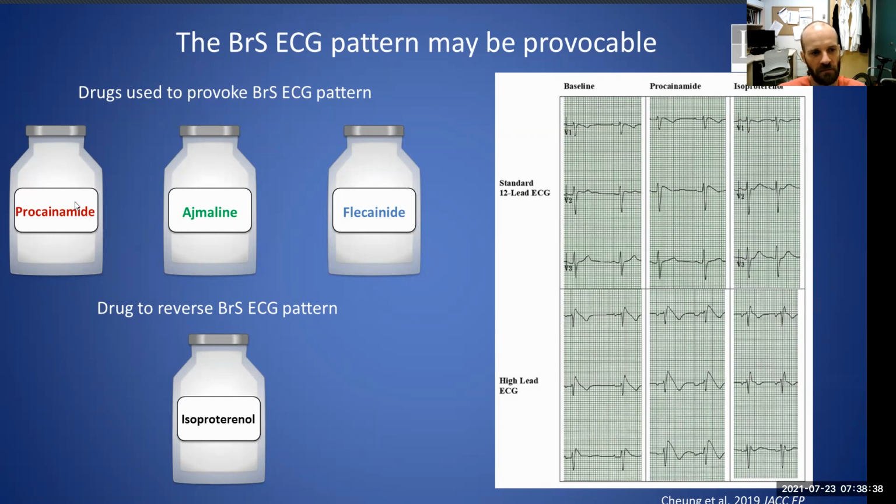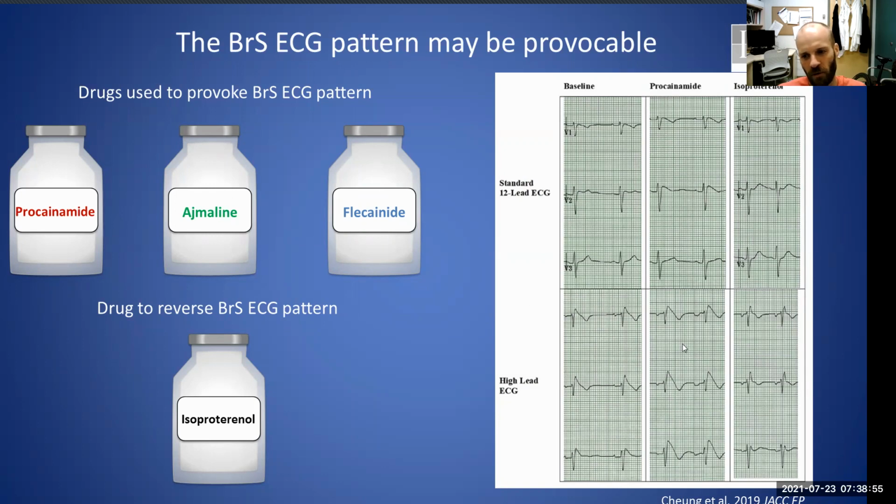In other countries, they may use another drug called ajmaline. In other countries, they may use a drug called flecainide. But all of these drugs influence the sodium channel. The sodium currents. They block sodium currents, and they can provoke a Brugada pattern.